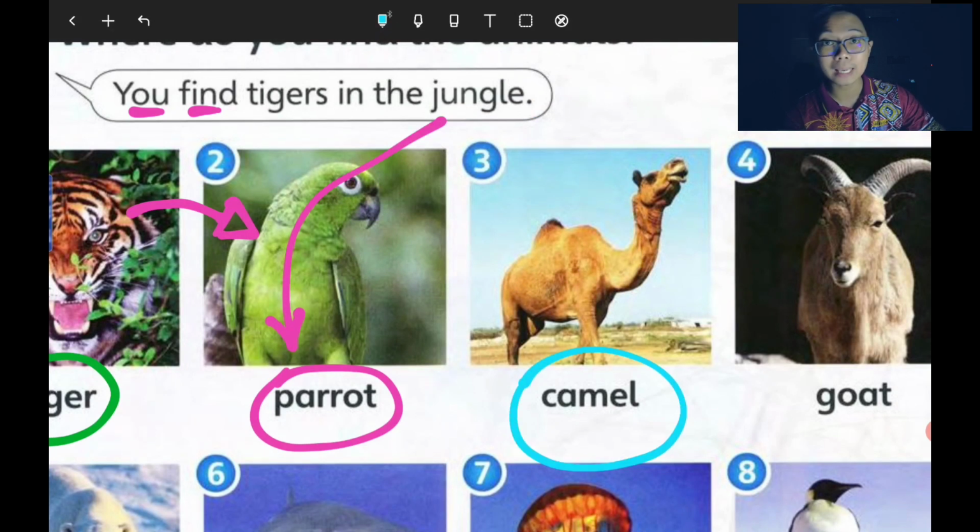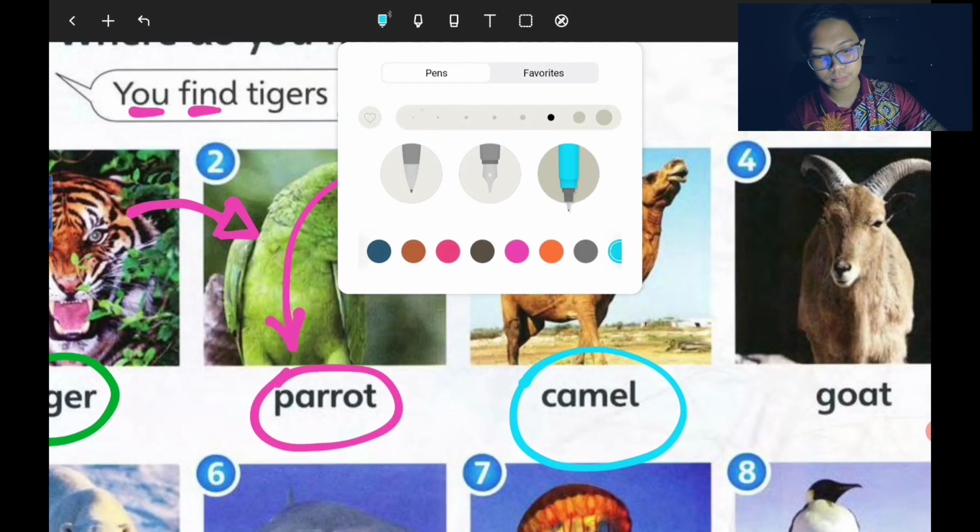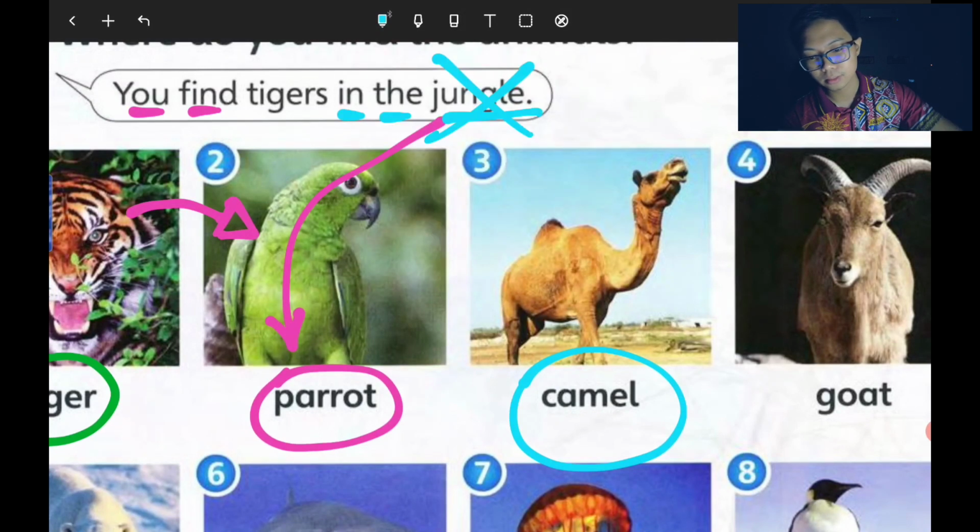Camel, you find camel, jumpa unta. In the jungle? No, in the desert. How do you spell desert? Okay, in the desert. So this one.